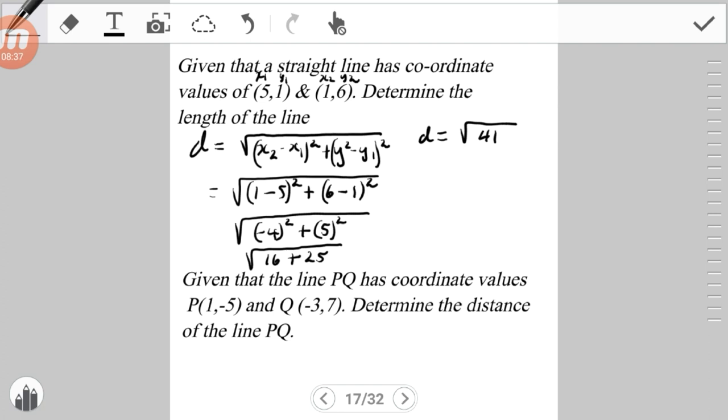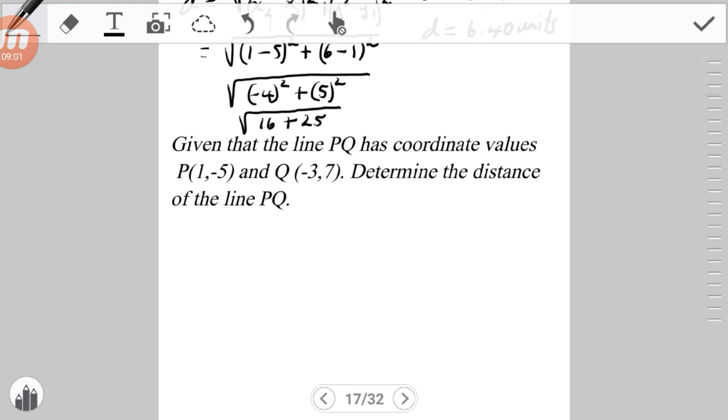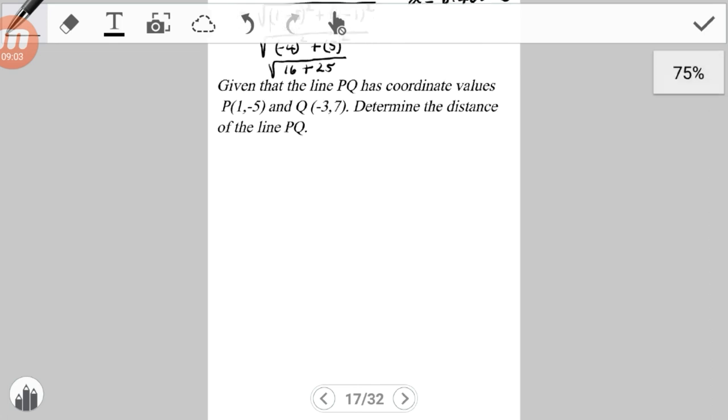So we jump onto our calculators and we find the square root of 41, and we'll find that the distance of this particular line here is 6.40, rounded to 2 decimal places, units. Okay, and that is the length of our line. All right, not too bad, not too bad. Let's go down to example number 2. Hope you guys got that.